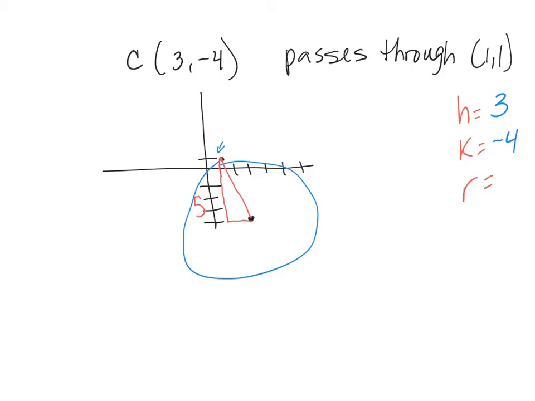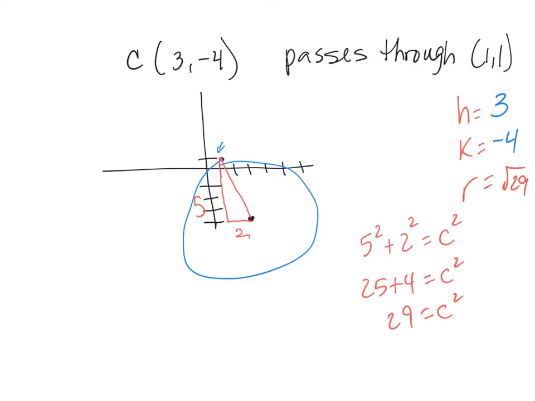And if this goes from 1 to 3, this side is 2. Does everybody get that? So then you just do 5 squared plus 2 squared equals c squared. 25 plus 4 equals c squared. 29 equals c squared. So your radius is the square root of 29.